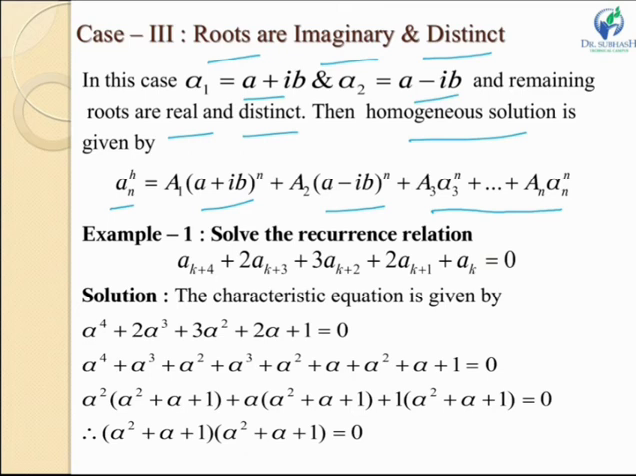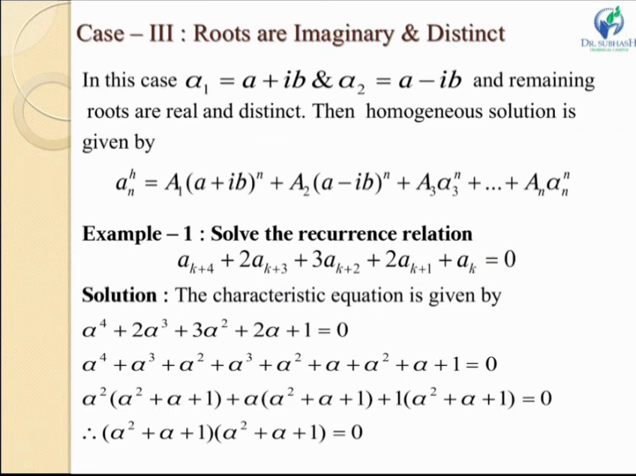Now let us check an example based on this. a_{k+4} plus 2a_{k+3} plus 3a_{k+2} plus 2a_{k+1} plus a_k equal to 0. See here, you can see that the order of the equation will be 4. Okay, so the characteristic equation can be written as alpha raised to 4 plus 2 alpha cube plus 3 alpha square plus 2 alpha plus 1 equal to 0.